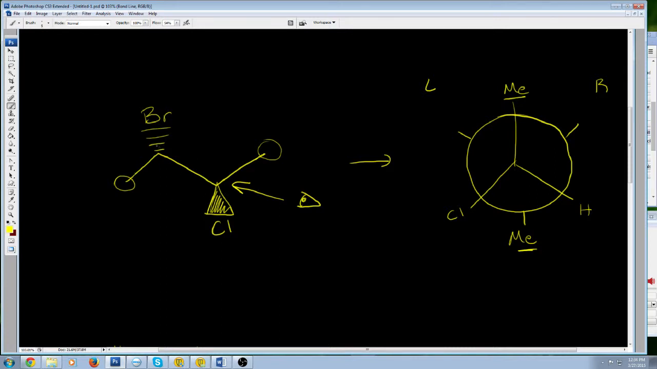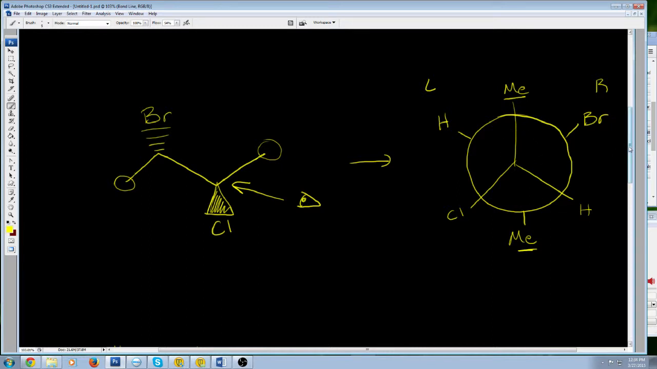So now we're going to go to the bromine. So you can sort of use your imagination. Like if this is chlorine, that's going to be on your left side, and it's going towards you, then bromine, since it's going away from you, you know it's going to be on your right side. So bromine is going to be right here. And then you can automatically fill this in with the hydrogen. And that's pretty much how you do a bond line structure to a Newman structure.